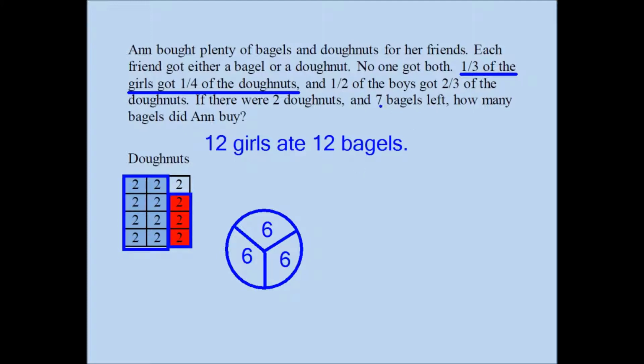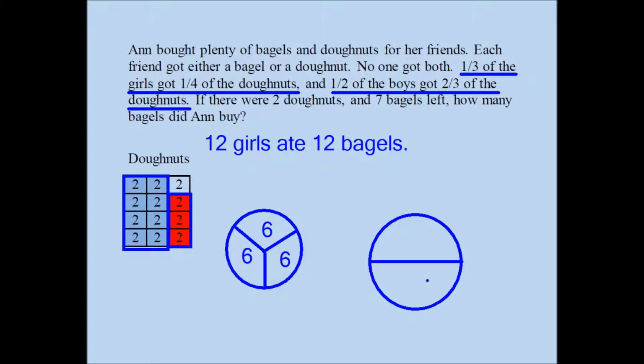All right, let's work on the other part. We know from here half of the boys got two-thirds of the doughnuts. And two-thirds of the doughnuts is 16 doughnuts. Half the boys got 16 doughnuts. So let's use a circle to represent all boys. And half of the boys, this is half, and they ate 16 doughnuts. The other half must have eaten 16 bagels.